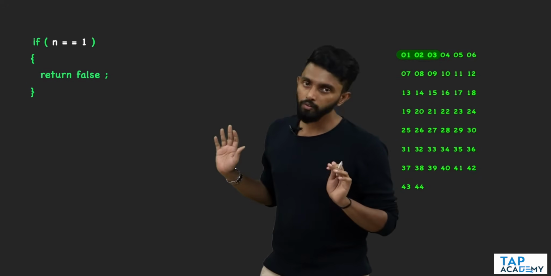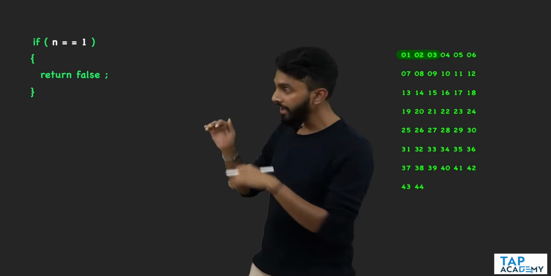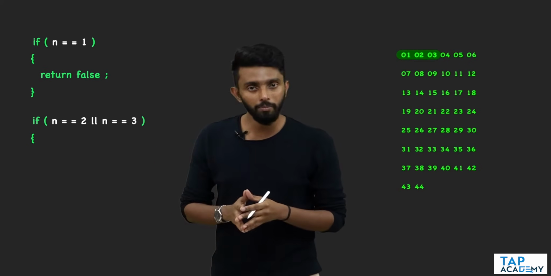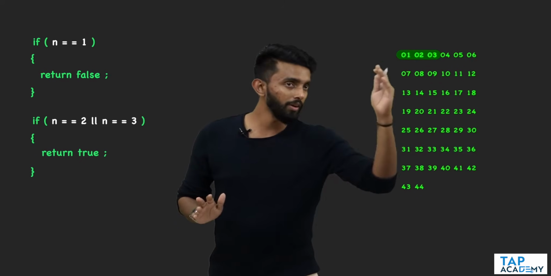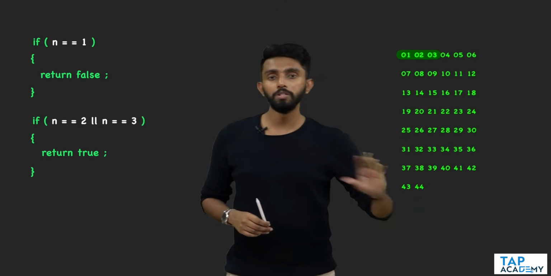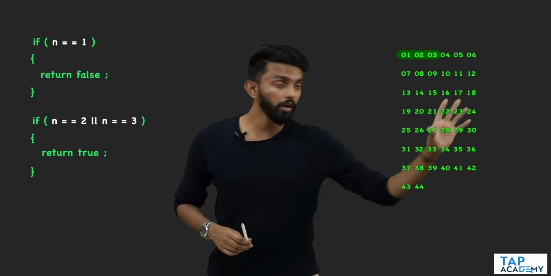If n is 1, false. If n is equal to 2 or n is equal to 3, we know they are prime numbers, so we will just return true. So I have taken care of these 3 numbers. Now I have all these other numbers left out. I have 41 other numbers to check.